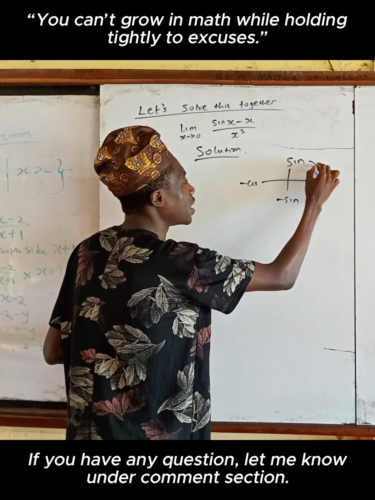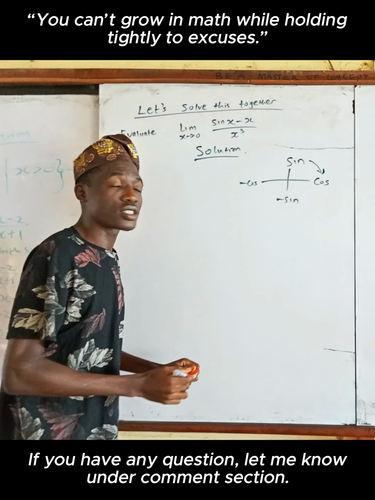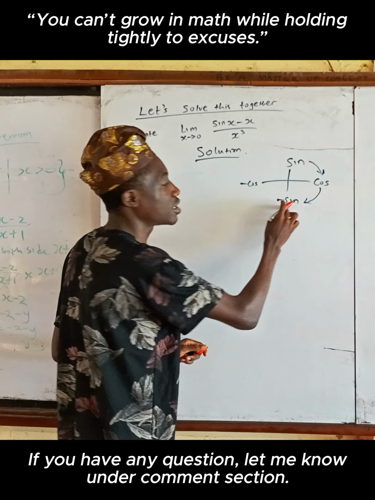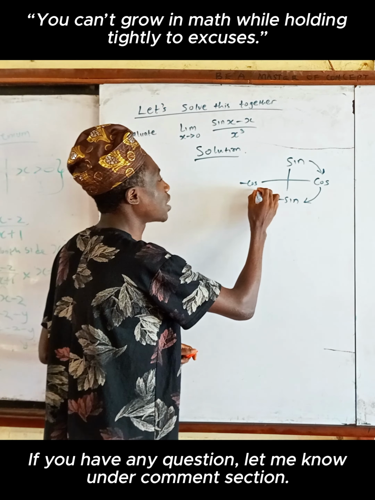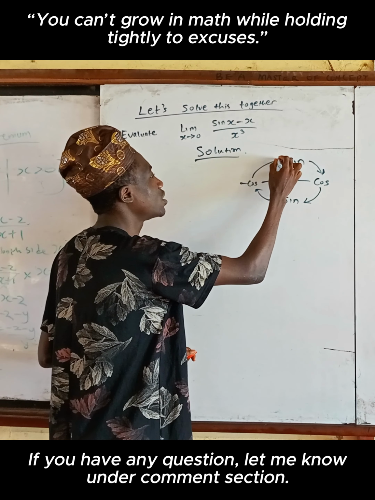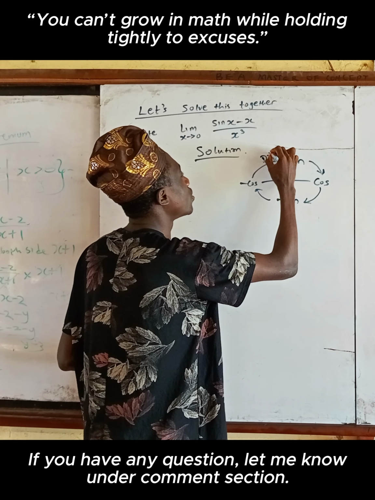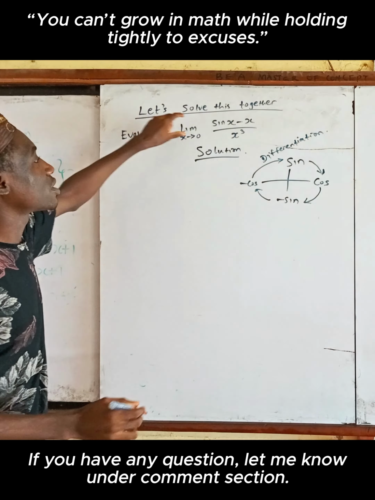If you differentiate sine, you are going to get cos. If you differentiate cos, you are going to get negative sine. If you differentiate negative sine, you are going to get negative cos. And if you differentiate this, so this is differentiation. So this is the expression that we are given.